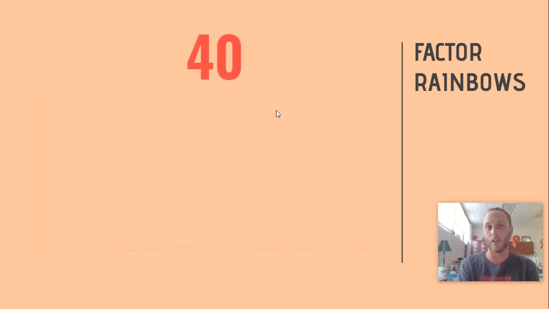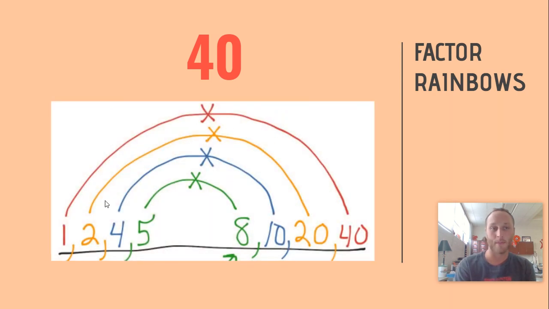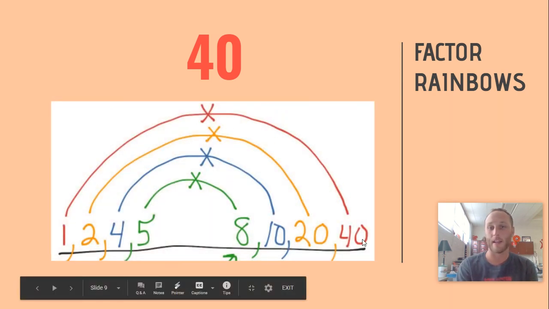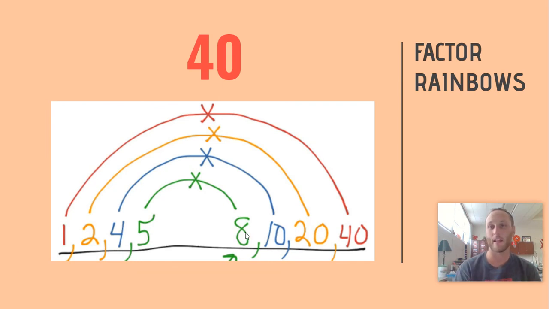Here's another one just to show you. Here's the factor rainbow for 40. So we know that 1 times 40, that attaches together to form that arch, is going to be 2 factors of 40. 2 times 20, 4 times 10, and 5 times 8. So 40 has 8 factors. So this is just another way to set it up if the factor rainbow is maybe easier for you to understand.